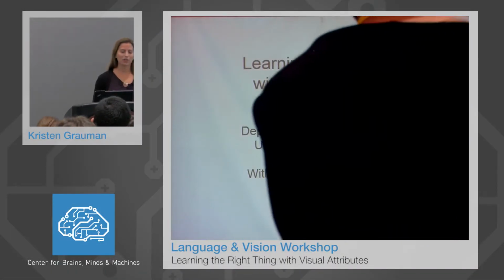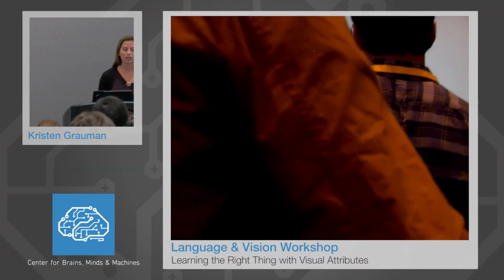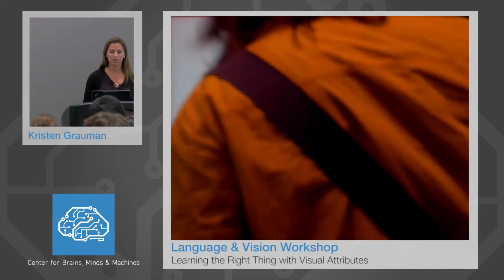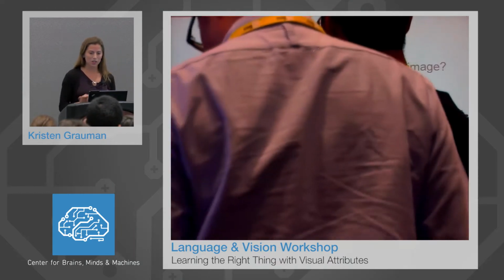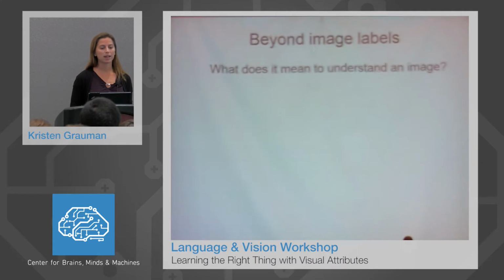I'm going to talk about learning the right thing with visual attributes. This is work done with a few of my students, Chaoye Chen, Aaron Yu, and Dinesh Jayaraman. To set the stage, the kind of problem space we're interested in is moving beyond image labels.